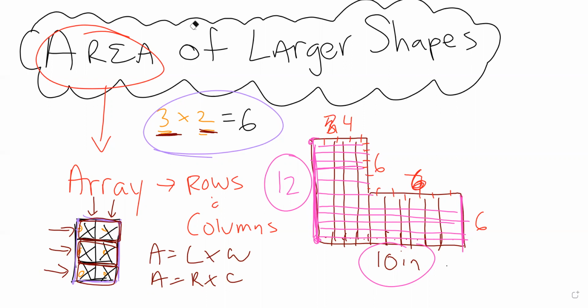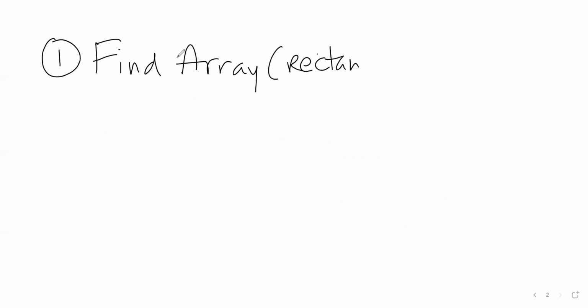Because the reality is, in order for me to multiply length times width, I have to have a rectangle or a square, because a rectangle or a square is an array. So that's the very first challenge. Let's break this down into 3 steps to make sense of this. 1, you have to find arrays, or rectangles or squares, in the shape you have. So you have to find them.